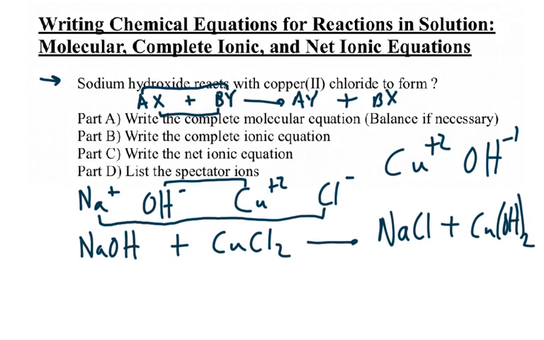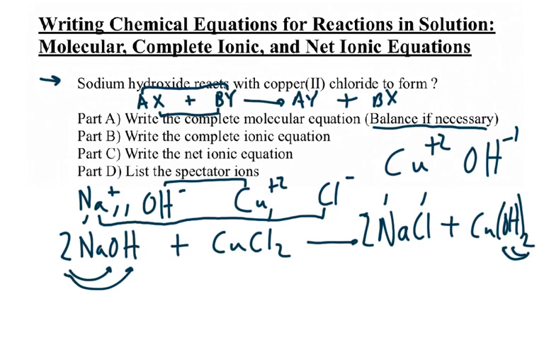Now this is the complete molecular equation, but one of the things you've got to do is check to see if it's balanced. Notice there are 2 chlorines on the left here, so I'm going to add a 2 in front of the NaCl to balance the chlorines. After I put that 2 in front of the NaCl, that means I need to put a 2 here to balance the sodiums. Now notice I have 2 oxygens and 2 hydrogens, and I have that over here as well. So my oxygens and my hydrogens are balanced, and I have 1 copper on each side.